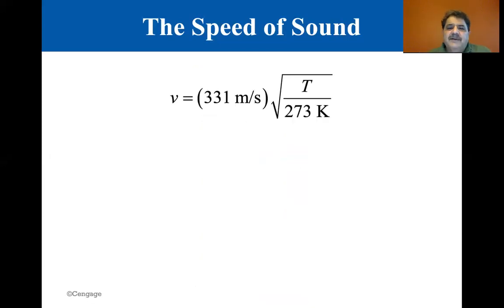Now the speed of sound in air is given by 331 meters per second times the square root of T over 273 Kelvin. The temperature that you put in there has to be the Kelvin temperature. And you're going to get a different formula in your lab book when we do the air resonance.